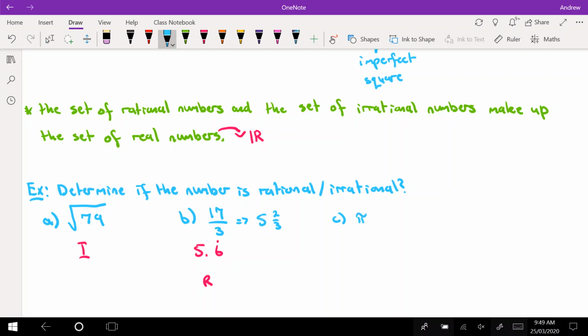C. Pi. Pi, rational or irrational? Irrational. We should all know that off the top of our head, pi is irrational.